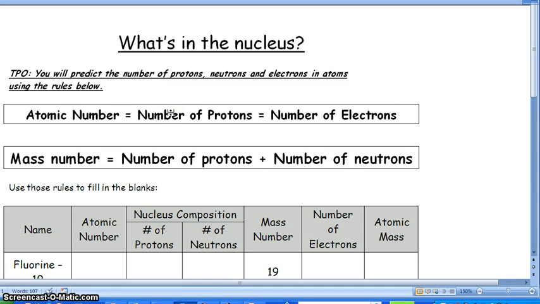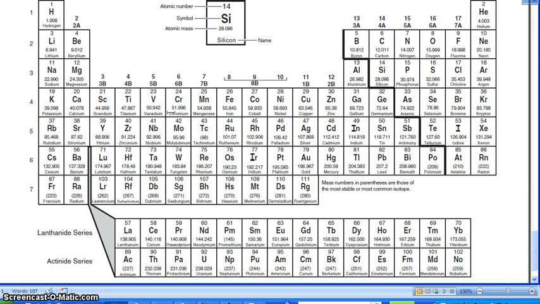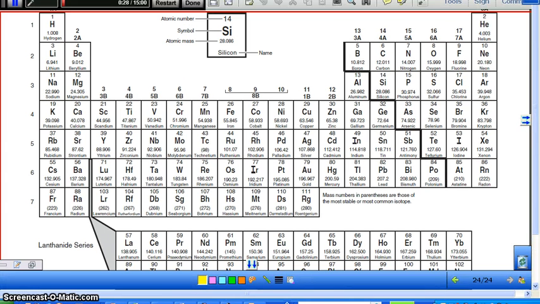You just made a model of an atom, and I told you how many protons and neutrons and electrons it had. Now you're going to learn how to figure that out for yourself. First thing you want to do is look at your periodic table, because you'll find over the course of this class that there's lots of information on the periodic table. In particular, you're going to look at the atomic number.